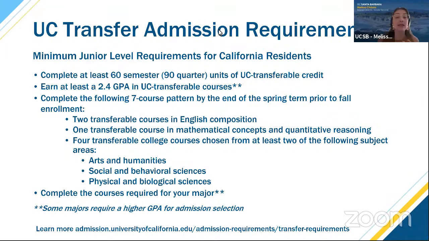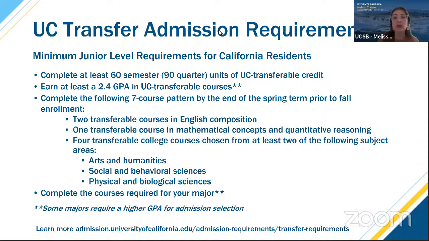Because 7 courses is not going to give you the number of units that you need to transfer, which is 60 semester UC transferable units or 90 quarter UC transferable units if your school is on the quarter system. I see you, De Anza, Foothill, and Lake Tahoe Community College. So 60 semester, 90 quarter units. So once you've completed the 7-course pattern, you can start taking classes, or you should be taking classes in your major or general education to make sure that you have at least 60 semester units or 90 quarter units by the spring term prior to transfer. All students have until the spring term prior to transfer to meet these eligibility requirements.